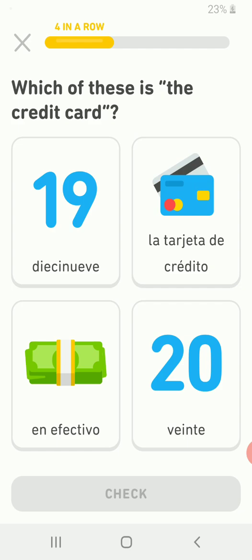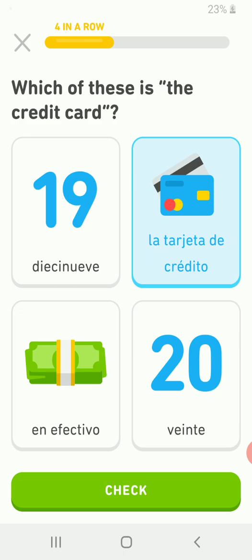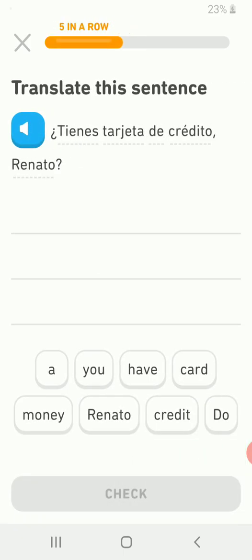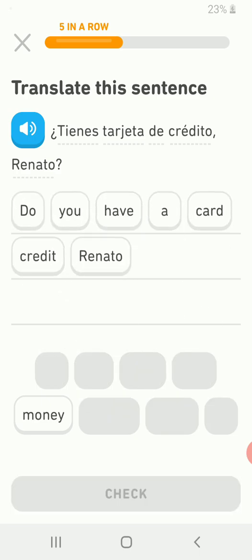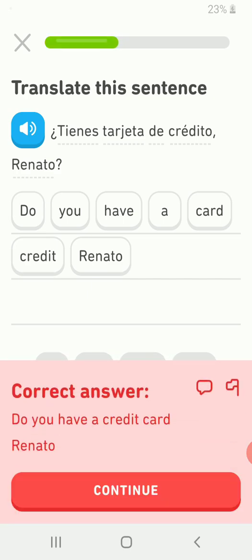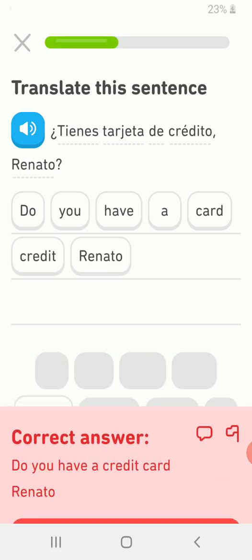And how do you say which of these is the credit card? La tarjeta de crédito. Tarjeta. This is a new word. La tarjeta de crédito. ¿Tienes tarjeta de crédito, Renato? Do you have a credit card, Renato? What did I do wrong? Do you have a card credit?